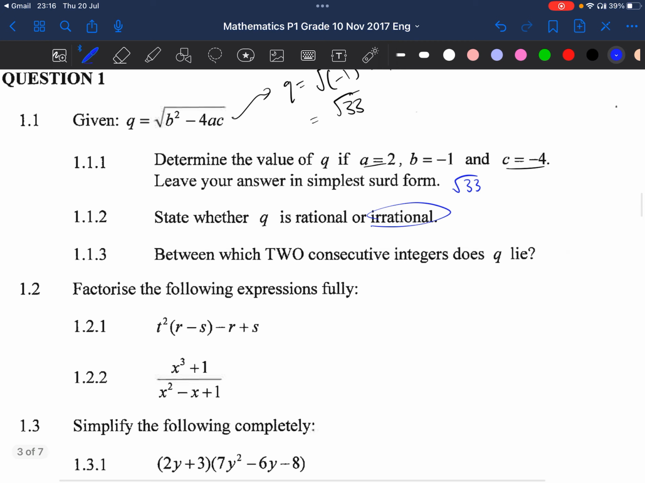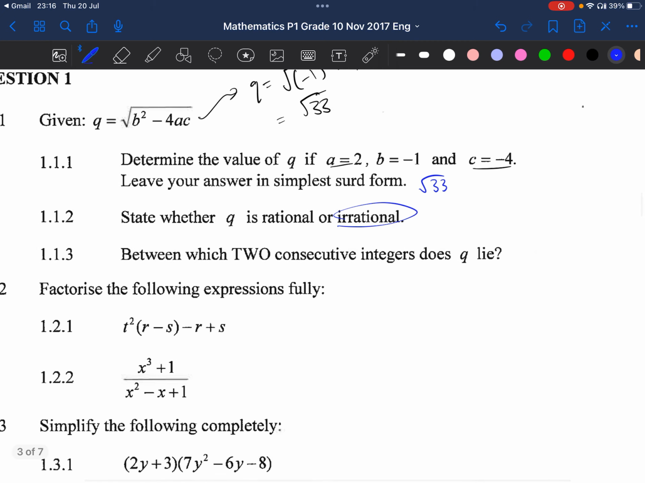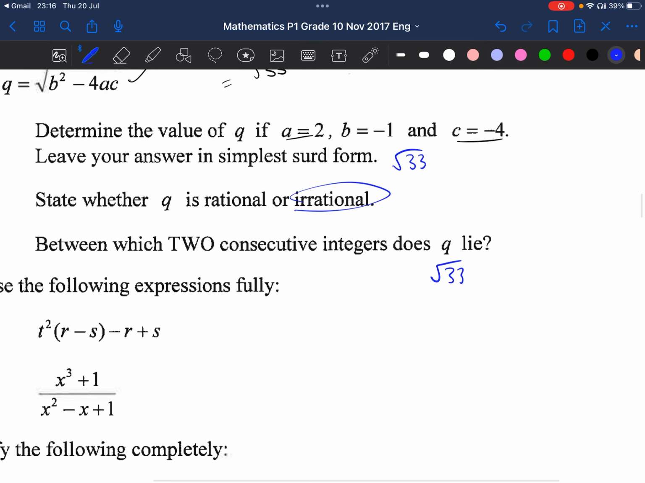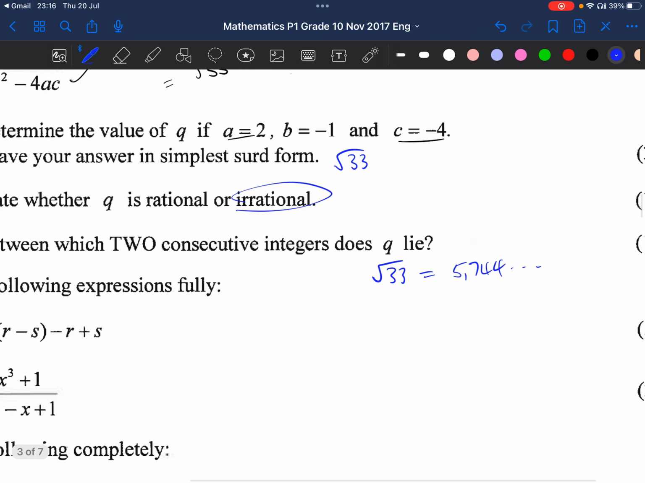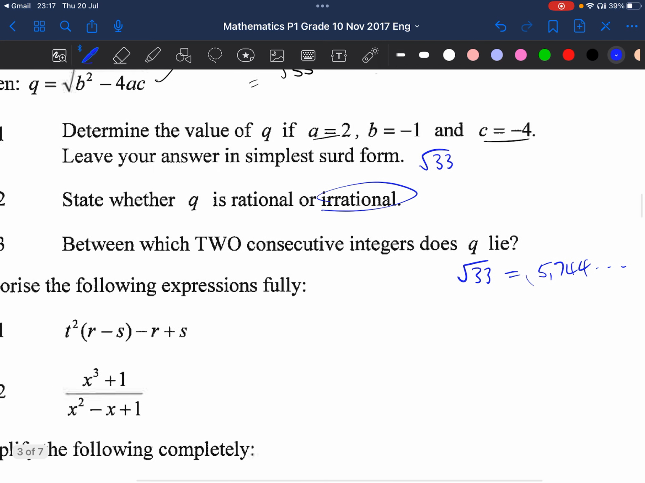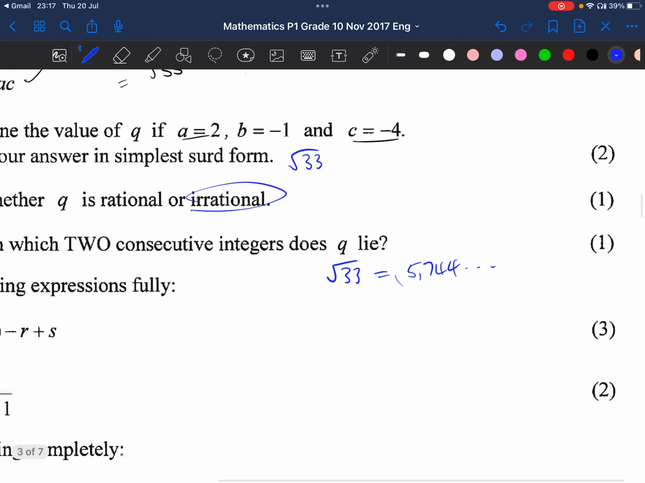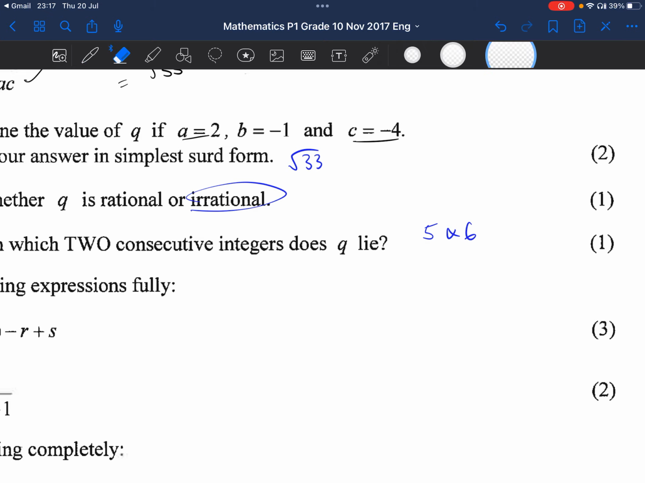Okay, between which two consecutive integers does q lie? So now you take root of 33, you put it into your calculator, and you see what the value is. So root of 33, if you put it into your calculator, you'll get 5.744, and then it goes on. That's another way to see that this was irrational, because the calculator spat it out, and not in a fraction form. But anyway, the two consecutive integers that it lies between are obviously 5 and 6.